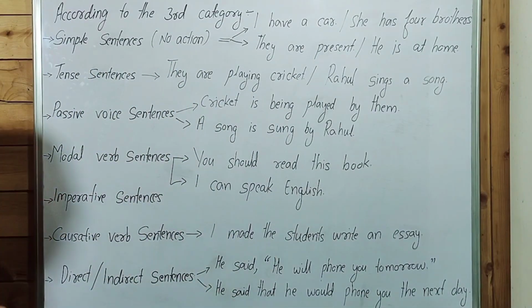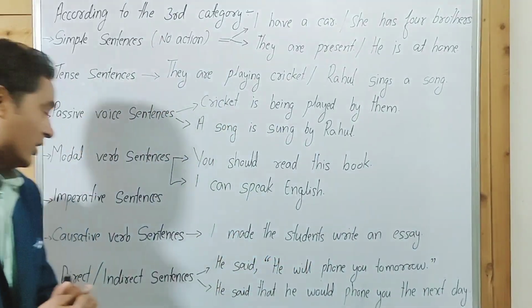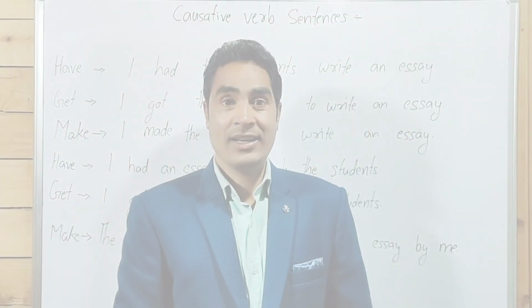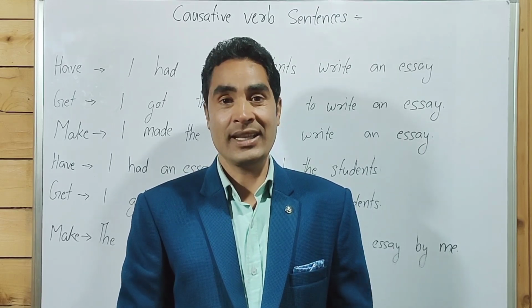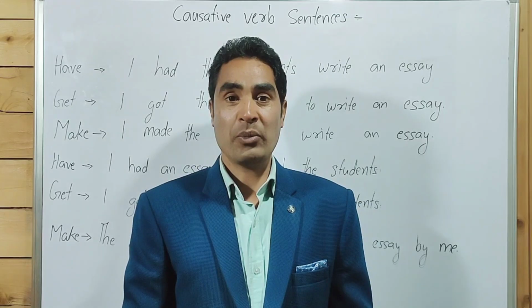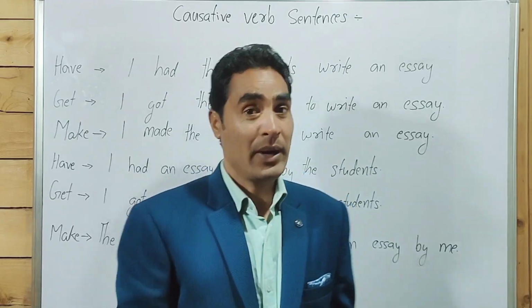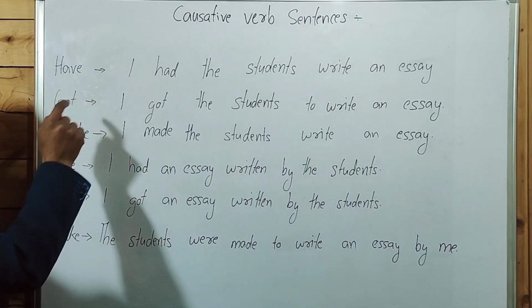We will learn about it in the next slide, about causative verb sentences. There are many causative verbs in English: have, make, get, allow, permit, etc. But these 3 are the main causative verbs in English: have, get, and make.